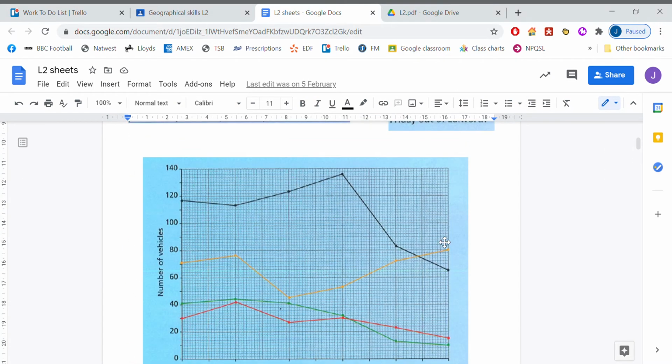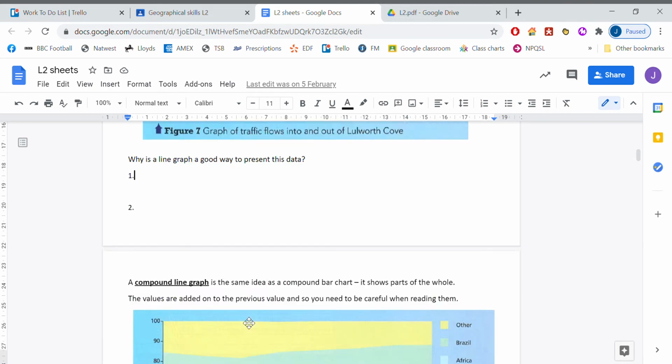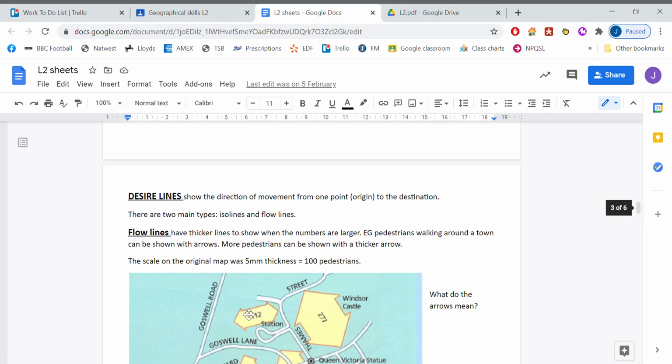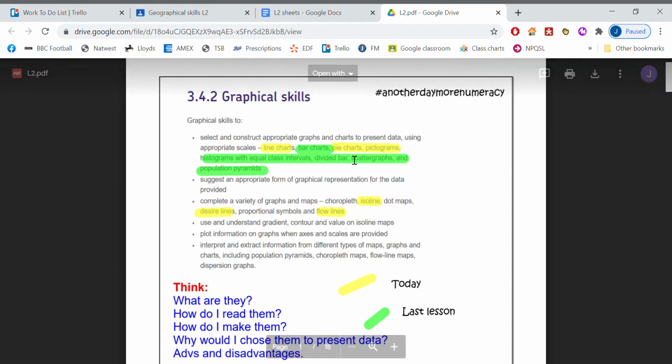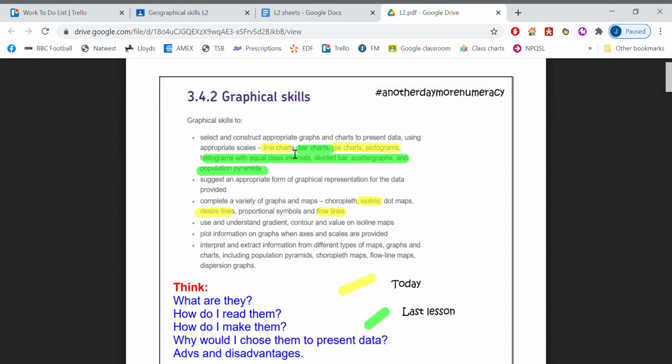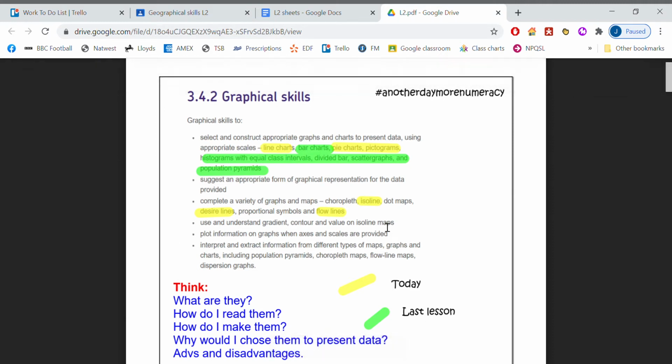If it's a natural draw on the graph, you may not be able to do this in Google Classroom, but you can do the reflections on it. So you're going to cover 4 types of graphs today, or maybe slightly more: line graphs, pie charts, pictograms, isolines, desire lines, and flow lines. And they're all the same type of graph, those 3. They're kind of maps. So 3 graphs, 3 maps.